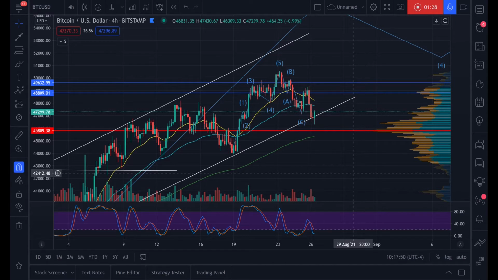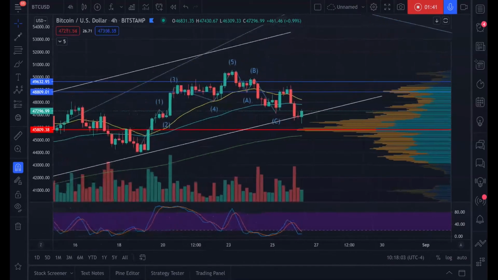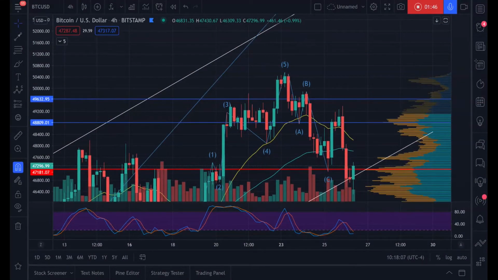So for those of you who don't know candlestick charting, I'm just going to explain really quickly. The green candles open on the bottom and close on the top. The red candles open on the top and close on the bottom. We're on the 4-hourly time frame, okay? This is the minimum I will use for any important changes in trend.